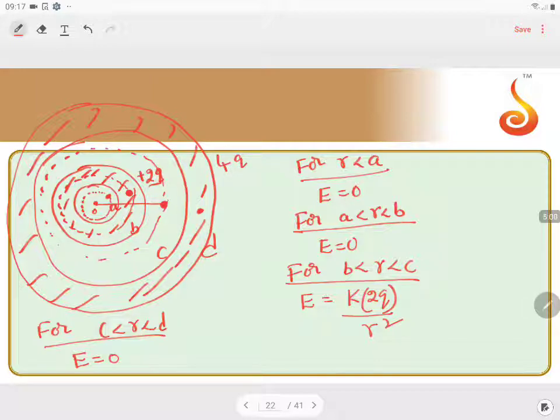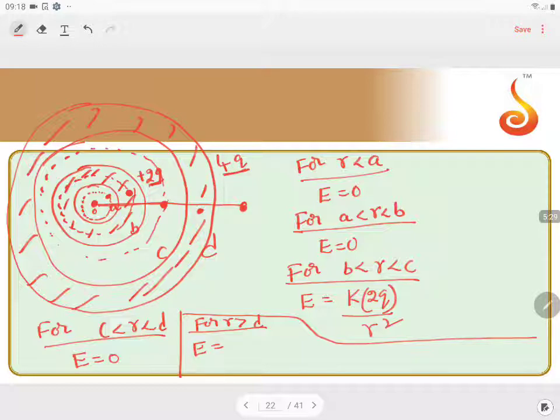Once we come out of this, if this is the outside point, that is for r greater than d, then this 4q charge and 2q charge both behave like point charges placed at the common center. Then what will be the electric field at a point outside of the two shells? It will be K 6q divided by r square. So this is how you have to solve it.